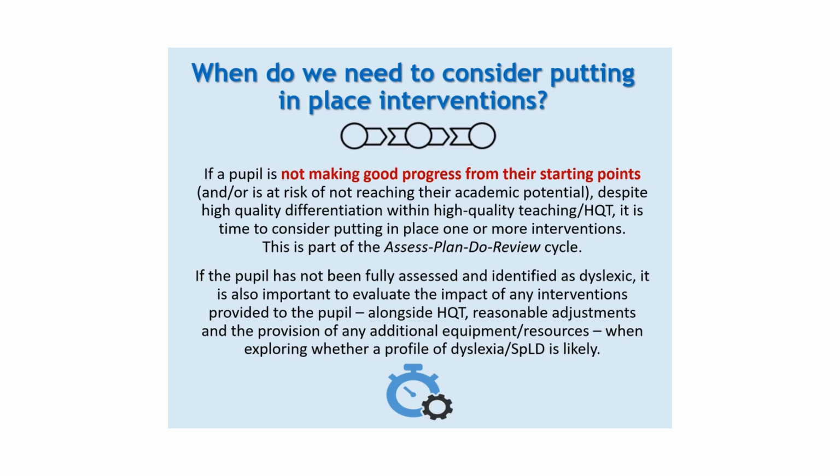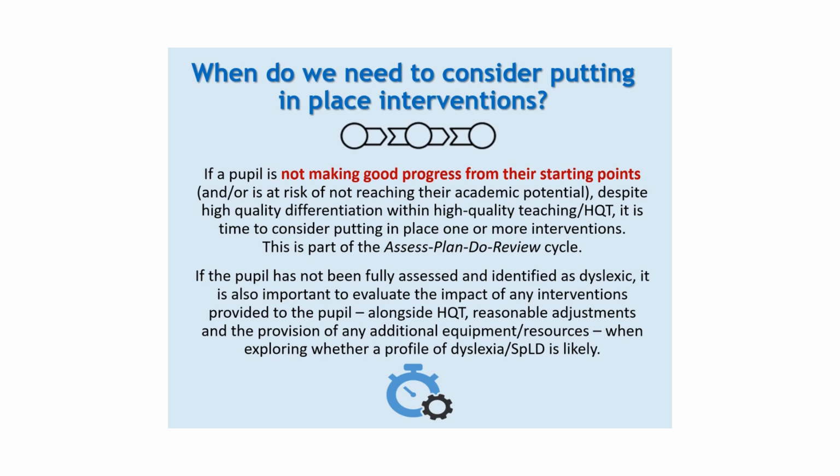When do we need to consider putting in place interventions? If a pupil is not making good progress from their starting points and/or is at risk of not reaching their academic potential, despite high-quality differentiation within high-quality teaching, it is time to consider putting in place one or more interventions. This is part of the Assess, Plan, Do, Review cycle.